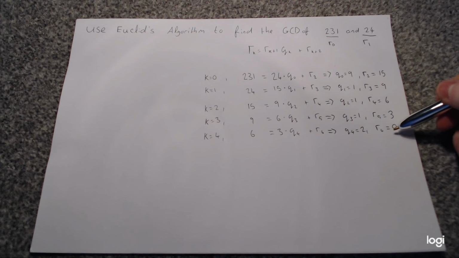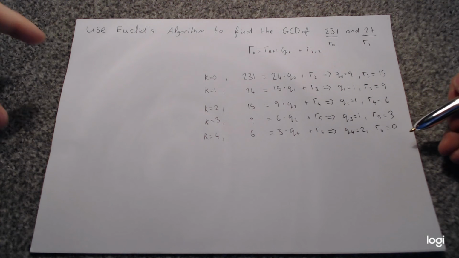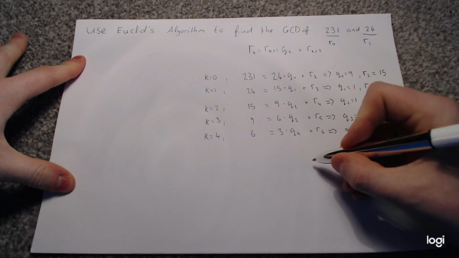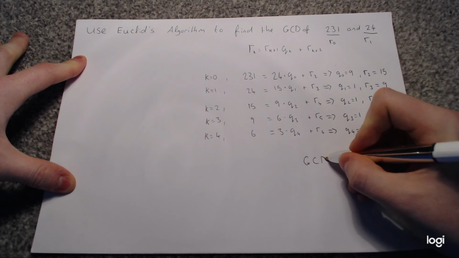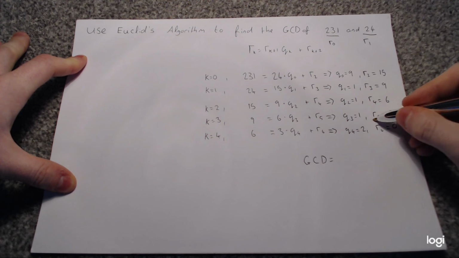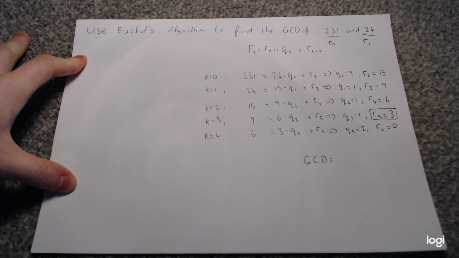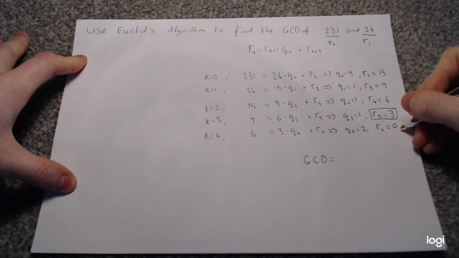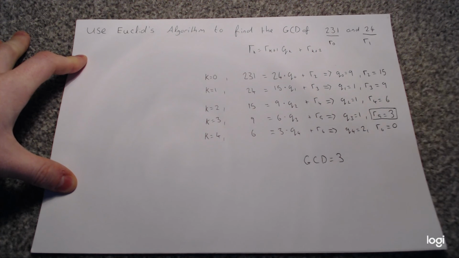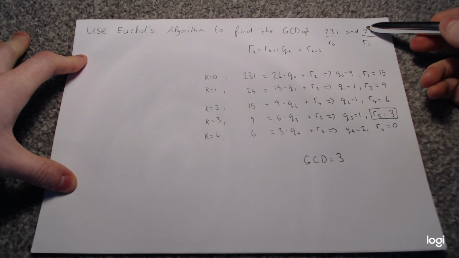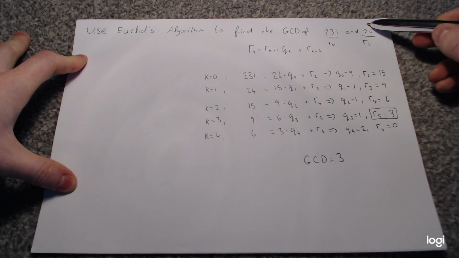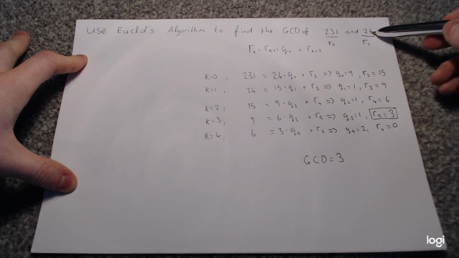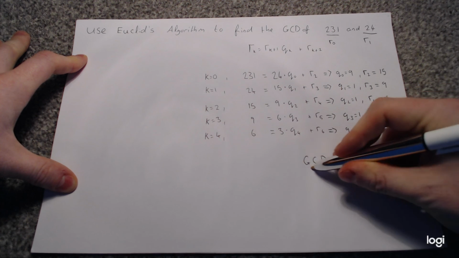Because we've got a 0 here, we're going to go ahead and stop, and then our GCD, our greatest common divisor, is this number right here. It's the last number you get before you hit 0, so it's a 3. You can go ahead and prime factor these if you want. This is 3 times 7 times 11. This is 3 times 2 cubed, so you can see it is actually 3.